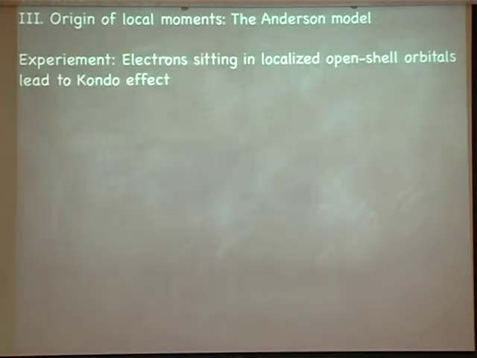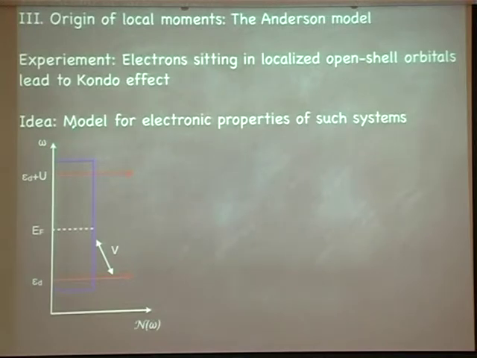So the experiment tells us the electrons are sitting in localized open shell orbitals, like in cobalt or iron or cerium or whatever, and those lead eventually to the Kondo effect. I mean, this is the experiment. So let's try to set up a model for the electronic properties of such a system. And again, let us start with a picture.